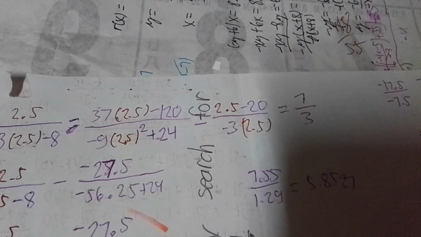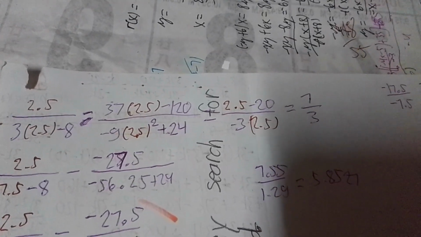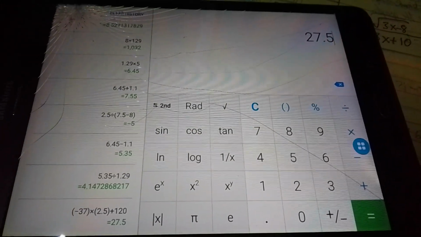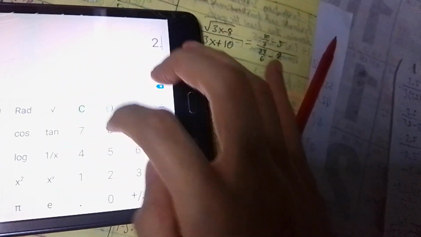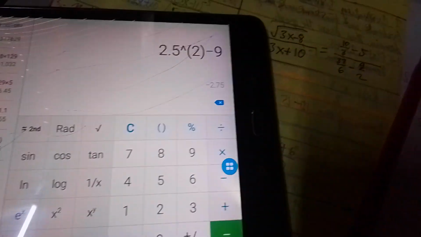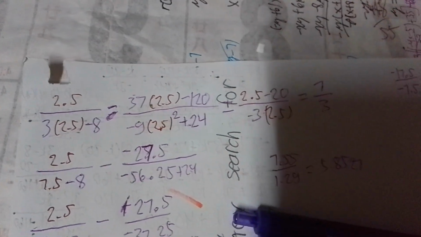It's not negative, it's positive. Remember, negative times negative is positive, so it should be positive. What did I do? Yes, plus 120. So that's supposed to be 27.5. So this should be the answer: positive 27.5. Then 2.5 squared, we know that's 6.25. Type it in your calculator. 6.25 times negative 9 to give you negative 56.25.